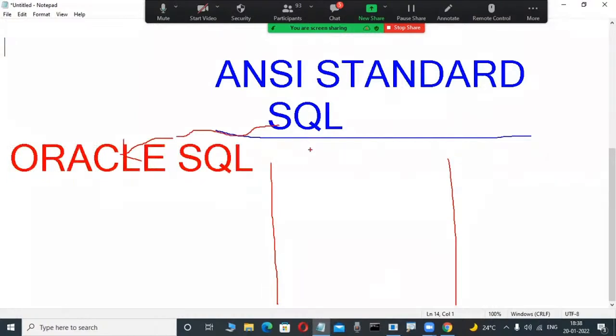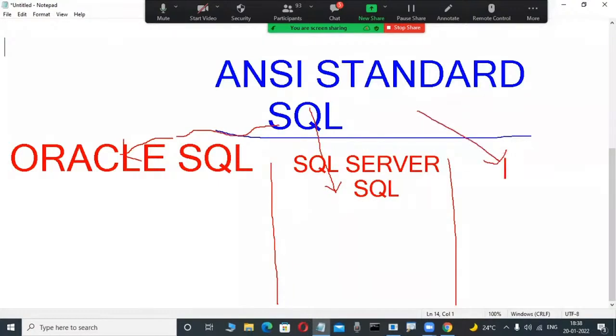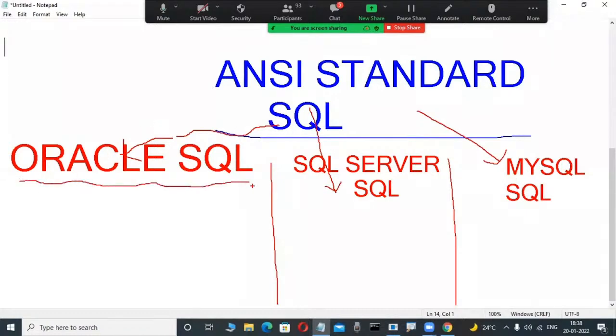So many fellows don't know that. Again, observe here. SQL Server, a Microsoft product, created their own SQL from this ANSI standard SQL, called SQL Server SQL. Again, MySQL created their own SQL language from this ANSI standard, called MySQL SQL. That's why in our class we are learning Oracle SQL. How do we differentiate all these SQL languages? Conceptually they are the same.